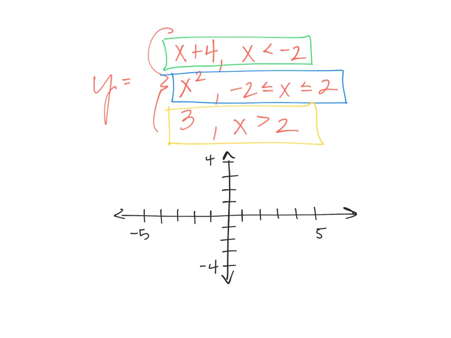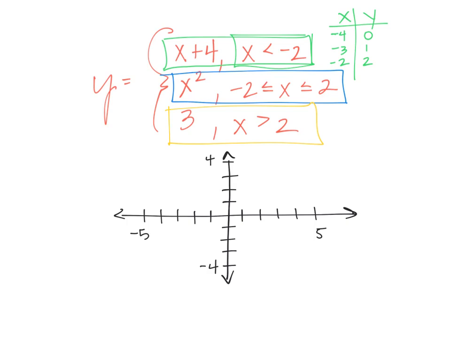Now, when I'm graphing by hand, what I'm going to do is make a small table of values for each different piece. So for this piece of the function, it's when x is less than -2, so I'll do -4, -3, and -2. This is going to give me a couple of points that I can use to get an idea of what the graph is going to look like. So plugging that into the function, I'll get 0, 1, and 2.